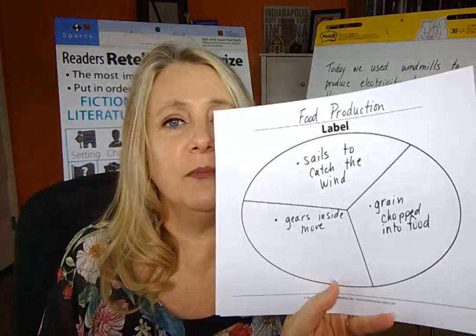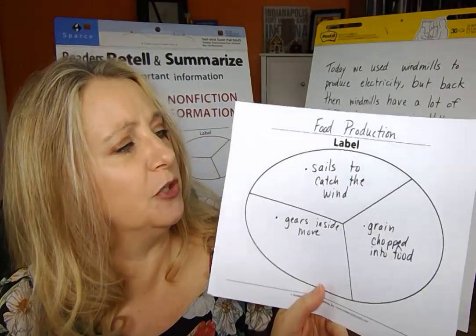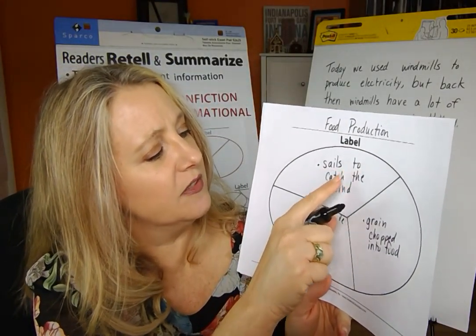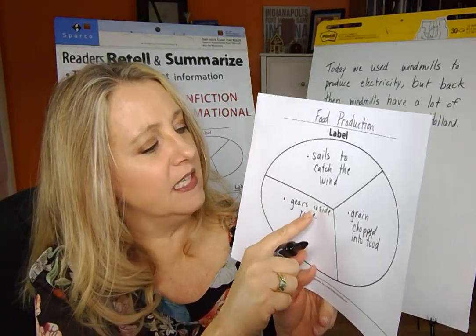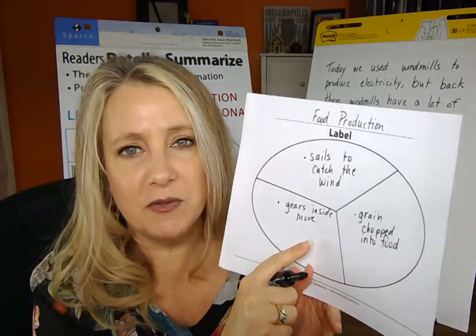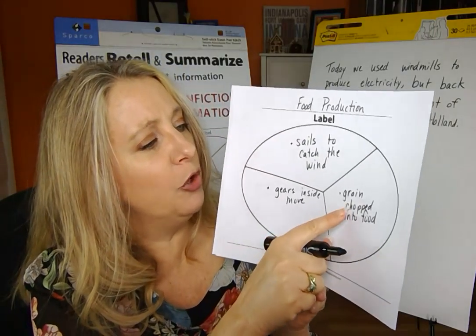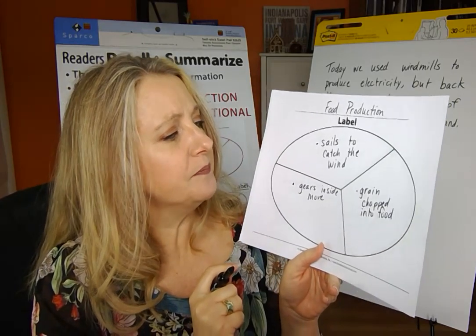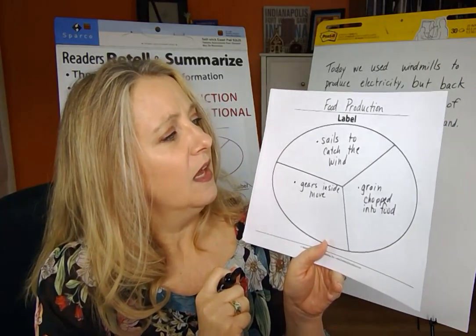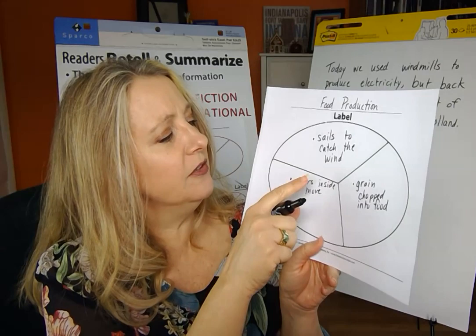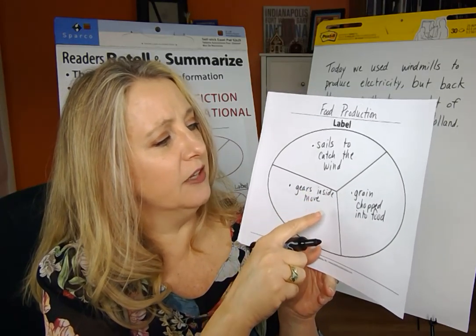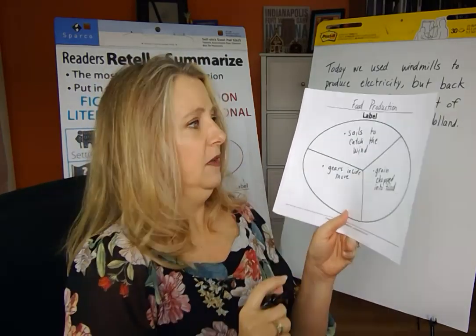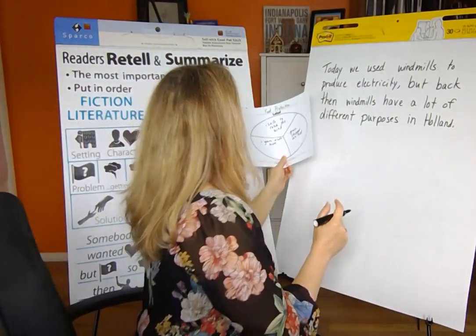Okay, so now I'm to the food production, how this helps produce food. So I collected a couple different details. Let's see, they use the sails to catch the wind. It makes the gears inside move. I've always wondered how they really work. And then the grain can be chopped into food. So let's see. The sails catch the wind to move the gears and then chop the grain into food. I kind of like how that explains how it works.